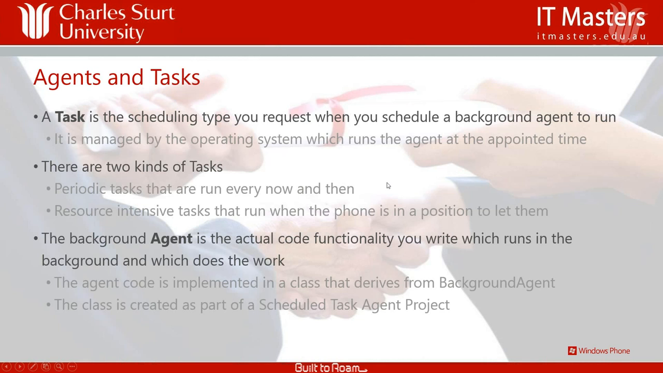So essentially there's two types of tasks that you can invoke that run periodically on the device. There's a periodic task, and the slide here says it runs every now and again. Essentially it's designed to run approximately every half an hour, give or take. Now a resource intensive task is designed to work under certain conditions. So it's normally when the user's got their device plugged in and when it's on Wi-Fi, and they've got the ability to actually do some longer running tasks.